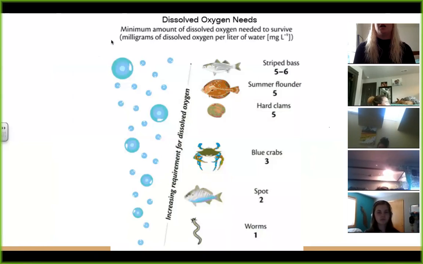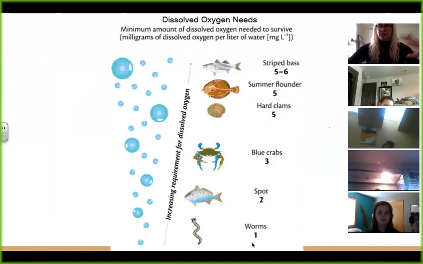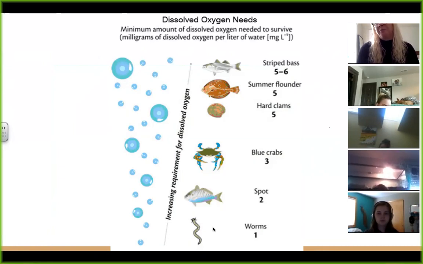Okay, so then this is a graphic kind of showing us how much dissolved oxygen organisms need. So notice worms, they don't really need very much, right? So for example, if we took a sampling of a river or a lake and we looked at the organisms that were in there, if we saw mostly worms, that would not be a good sign, right? As we go up here, a spot fish doesn't need too much, 2 milligrams per liter, blue crabs, 3 milligrams per liter, clams, flounders, and then bass, right? And then of course, this is only a small sampling of fish.